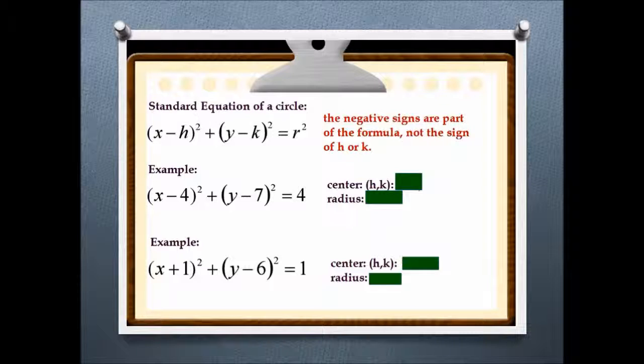So in example number 1, our center would be (4, 7). And the radius is the square root of the constant that we have in the equation. In this case, the radius would be 2. And doing example number 2, if you say that the center is at (-1, 6), you got it right. And the radius would be the square root of 1, which is 1.